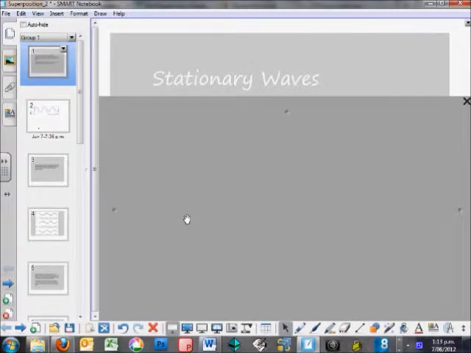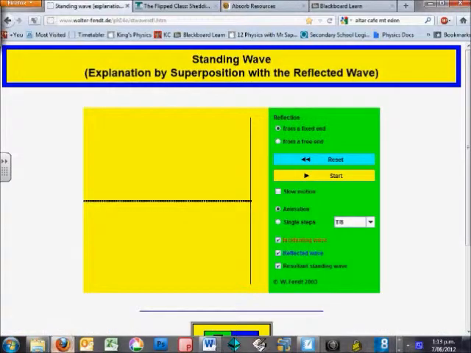Okay, we're ready to make a start now looking at our next little section on the topic of superposition, and that is looking at stationary waves. Now, what I thought we'd do first of all is have a look at an animation that should give you some sort of idea of just how things work in terms of producing the standing wave.